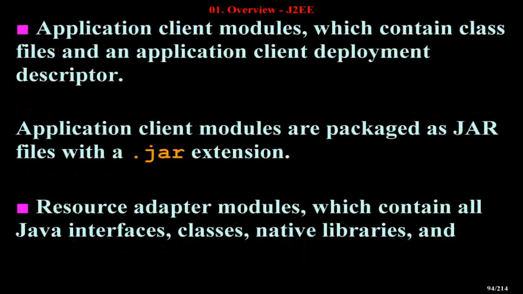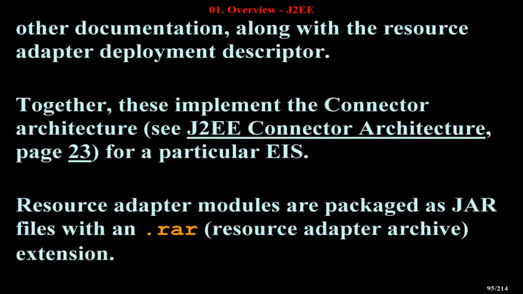Application client modules, which contain class files and an application client deployment descriptor. Application client modules are packaged as jar files with a jar extension. Resource adapter modules, which contain all Java interfaces, classes, native libraries, and other documentation, along with the resource adapter deployment descriptor. Together, these implement the connector architecture. See J2EE connector architecture, page 23 for a particular EIS. Resource adapter modules are packaged as jar files with an RAR resource adapter archive extension.